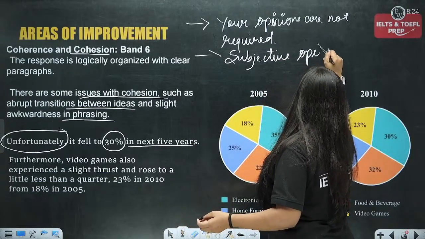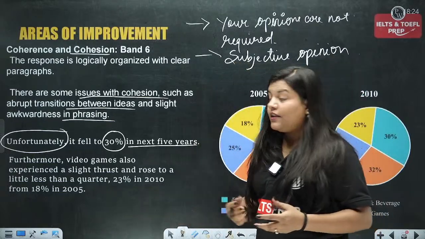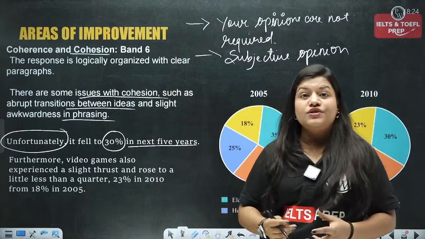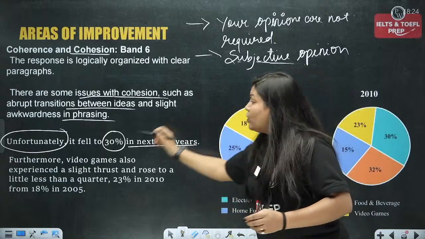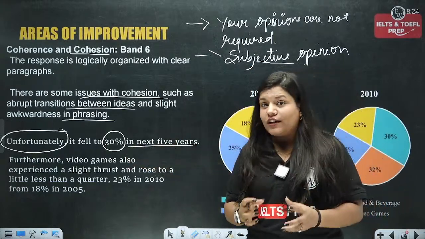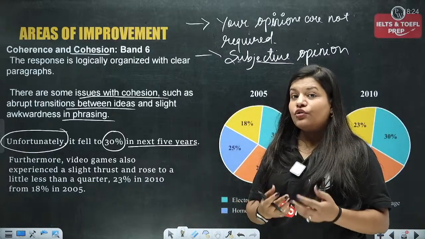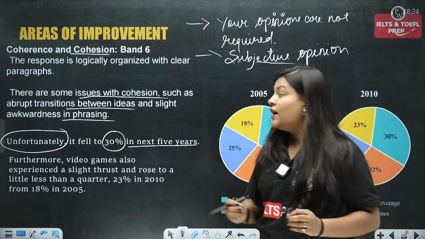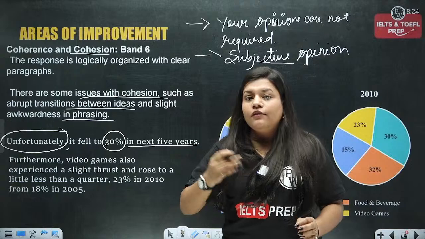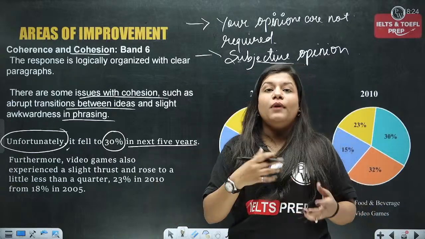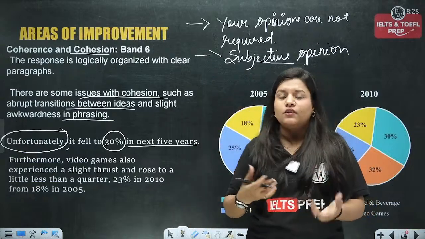Which will actually not align with the coherence and cohesion demand. So you have to be very sure that whenever you are writing the report, make it very short and crisp and neutral at the same time. Make sure you don't add in your opinion. Again, I'm telling you that don't decide whether it is fortunate or unfortunate. Just write that it fell from, or it has seen a sudden fall, or it plummeted, or something like this, instead of writing unfortunately or fortunately, because it will be a subjective opinion then.